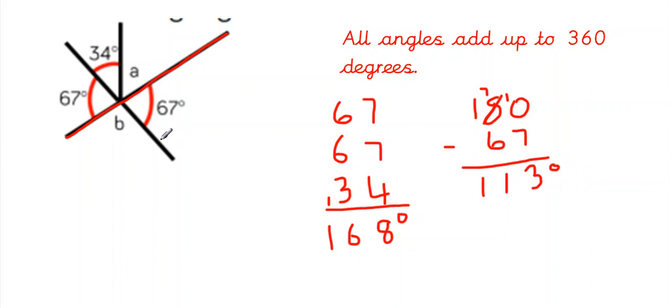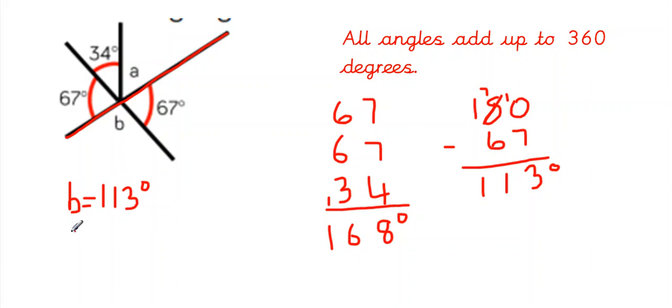Now if I have a look at my angle here, I can see that B is just over 90 degrees. So I believe that this is around about right, because you can tell that it's an obtuse angle because it is above 90 degrees. So B equals 113 degrees.